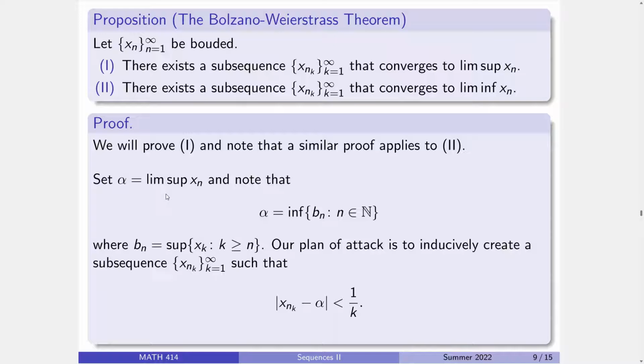So we've got our lim sup, which is an infimum of a bunch of supremums, and we are going to show how to create this inductively. So we will demonstrate how to create the first term, and then, assuming we've created m terms, how do I make m plus 1?